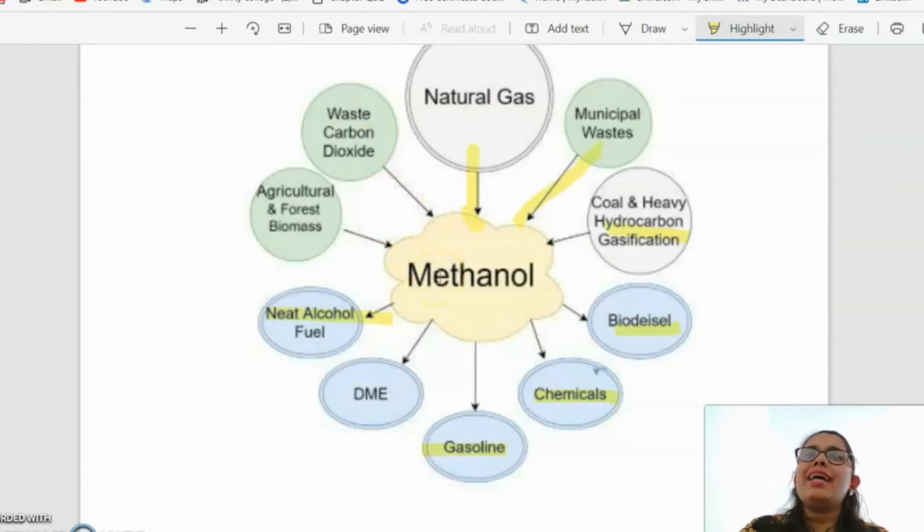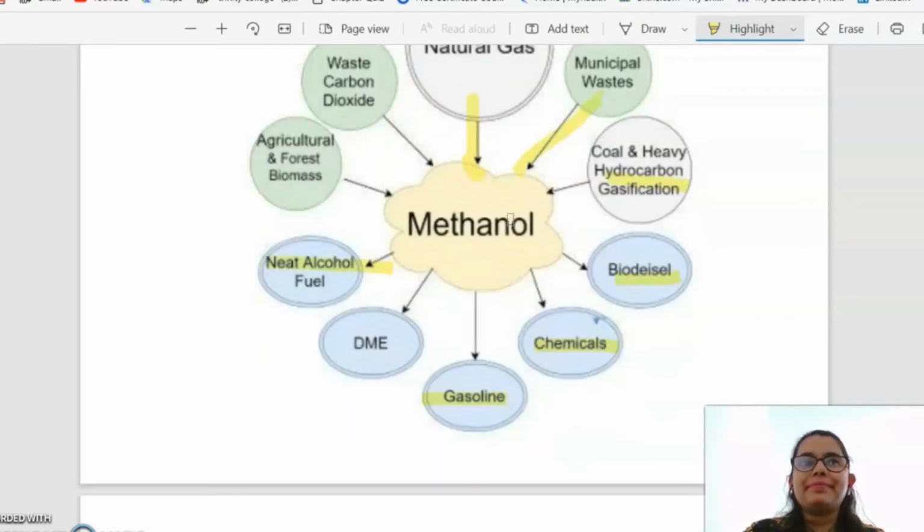So methanol has various uses, and that is for your examination, and you can write in this way also, so you will get full marks.